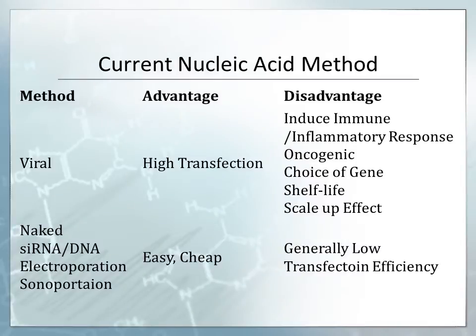Currently, there are some transfection methods available for nucleic acid delivery or siRNA delivery. The viral vector has the highest transfection efficacy, but it may induce lethal side effects such as inflammatory response and insertional mutagenesis. There are also some physical methods such as electroporation and sonoporation to deliver siRNA, but the transfection efficacy is low.